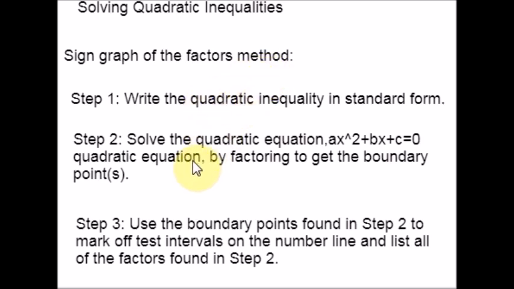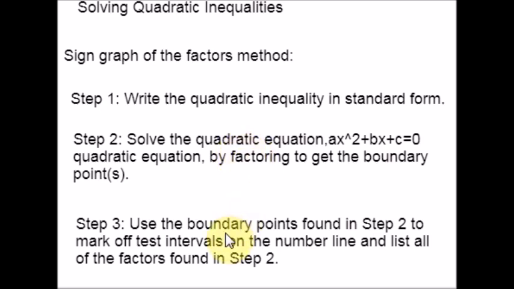Okay, now step 2. Solve the quadratic equation ax square plus bx plus c equal to 0. In step 1, we have set it equal to 0 and now we are going to solve this quadratic equation by factoring to get the boundary points. The boundary points will mark off where the quadratic expression is equal to 0. So this is like the crossover point. 0 is neither positive nor negative. And as mentioned, this method only works if the quadratic factors. If it does not factor, then we have to choose the second method, that is the test point method.